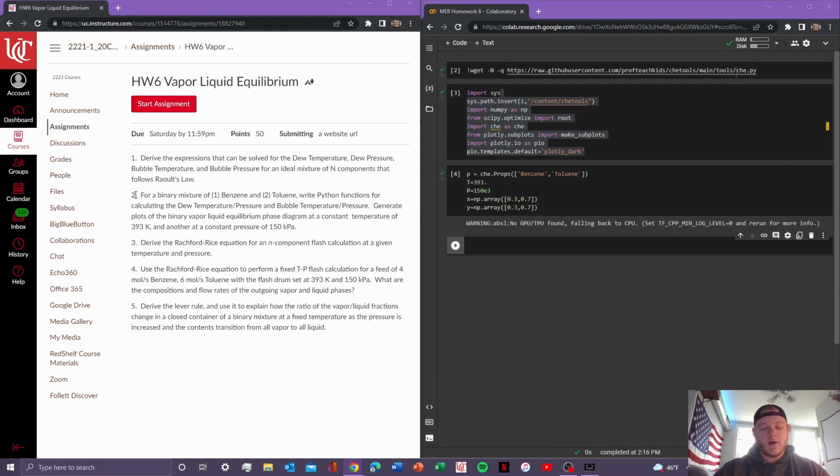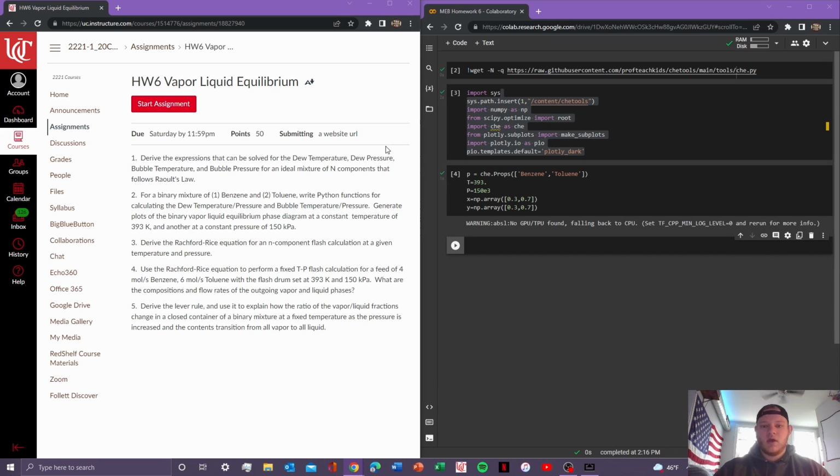Alright, let's do part 2. So we're going to be looking at a binary mixture of benzene and toluene. We're going to write a Python function for the dew temperature, dew pressure, bubble temperature, and bubble pressure. And then we're going to generate two equilibrium plots for both the curves of the bubble point and the dew point, one at constant temperature and one at constant pressure.